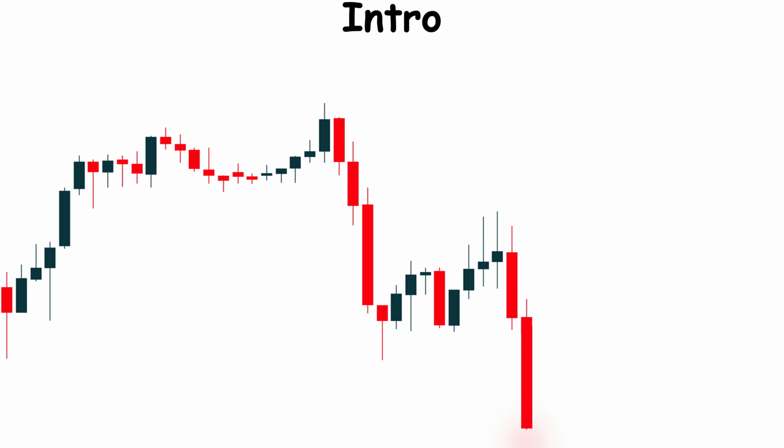Watch this closely. Price breaks below the trend line with a huge bearish candle. Retail traders see the breakout and rush to sell. It looks perfect. A clean break, strong momentum, textbook price action, right? But it's all a trap.